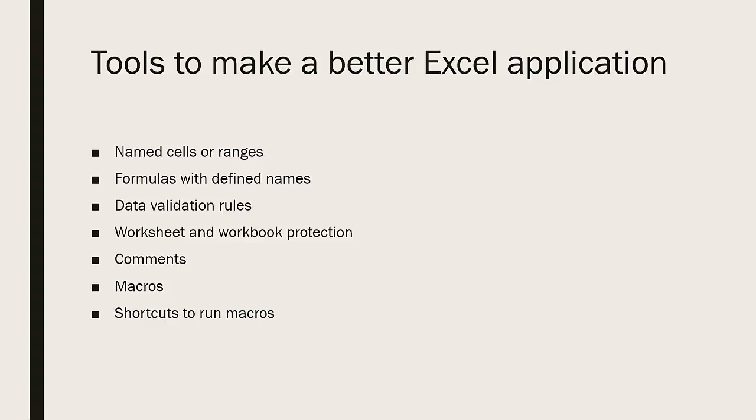Comments on Excel cells can help to provide documentation to be referred back to. You can also use macros. These are devices that allow you to make a standard repetitive task happen by just running the macro. And you can create shortcuts to run those macros, whether they be a keyboard shortcut or a button that you click. All of these things help make better Excel applications.